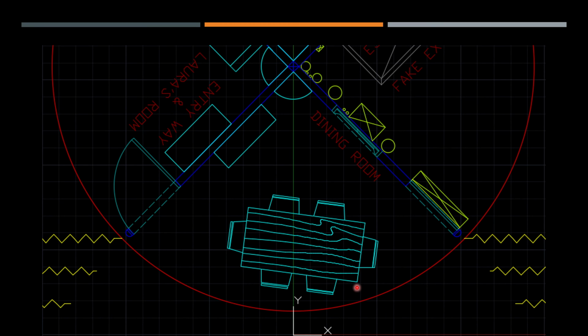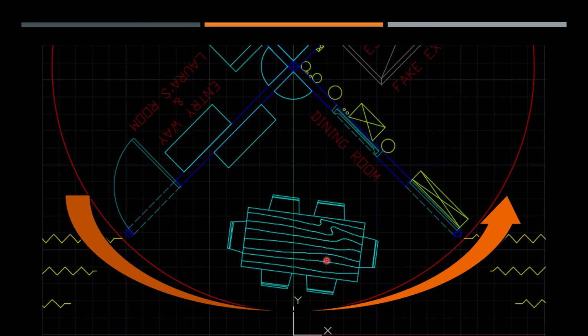So I'm going to switch now to the other room so we get a better perspective of it. So moving to the right.